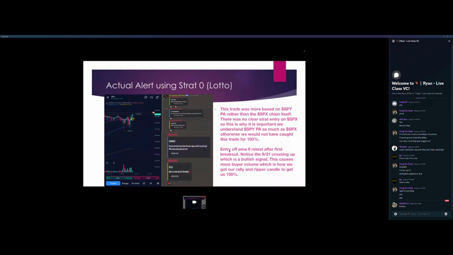So, how do we make the trade? Entry off EMA 9 retest after first breakout. Now, back to before. Notice the 9/21 crossing up.